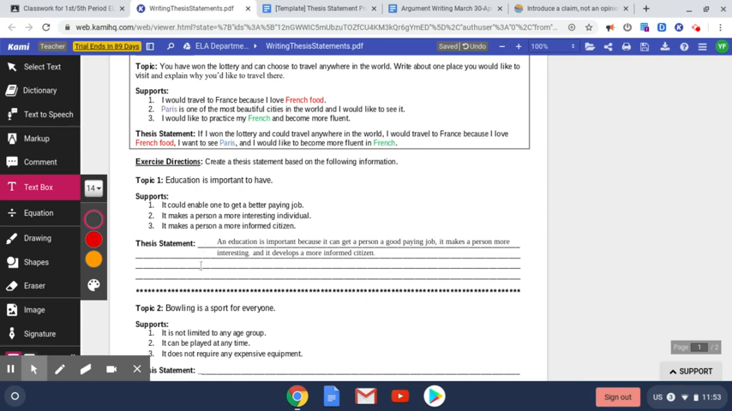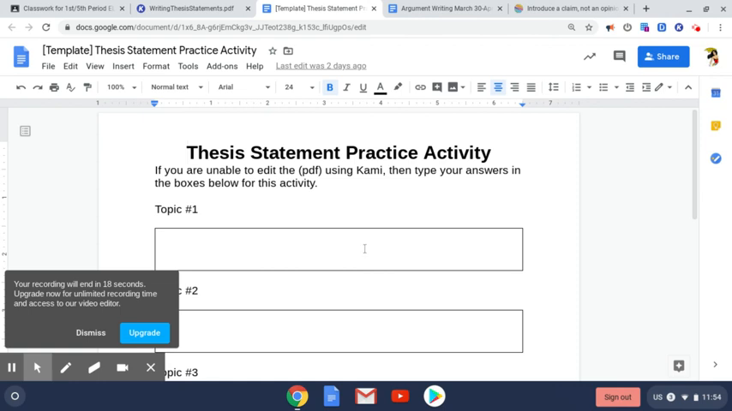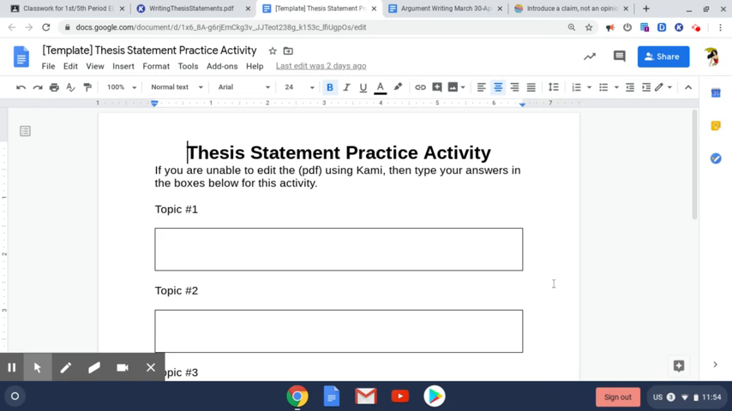Education is important because it can get a person a good paying job, it makes a person more interesting, and it develops a more informed citizen. So here's my topic, here's my supports, and this is what it would look like in a thesis statement. Now, if you don't have a device where you can open with Kami or open with DocuHub, I have included this right here where you can type in your thesis statements for each of the topics there and put your answers here, and then you can put that there and I will go ahead and check your work.